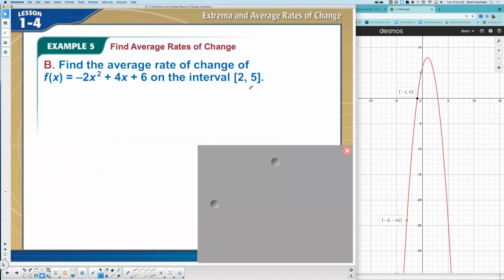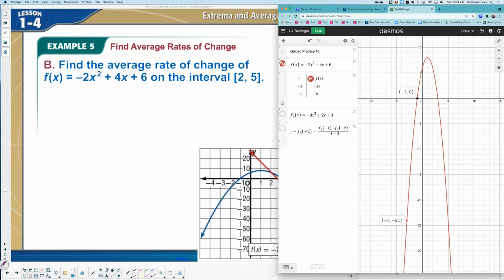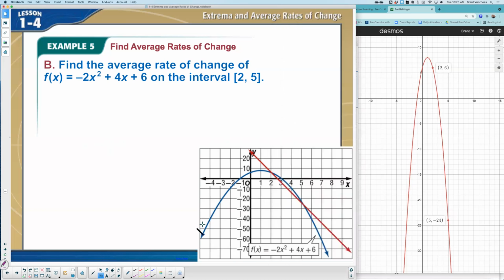Same equation, but I've changed the interval. So the picture is going to change, but it's the same equation. So on Desmos, what's so nice about this is if you're doing this on your homework, all you have to do is change your table. We're now looking at the points 2 and 5. That's my interval, which interval means x's. So the x values are 2 and 5.